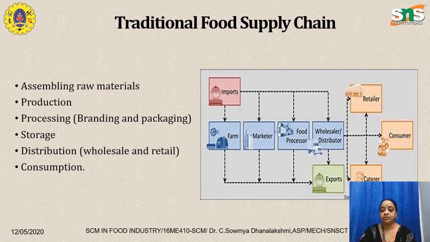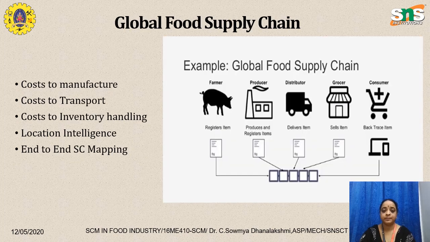The retailer zone or caterer plays a mediator role after the food product comes out of the distributor or wholesaler, before reaching the consumer. So this is the traditional food supply chain, wherein the raw materials assembling, production, processing which includes branding and packaging, storage of food, because different food items require different types of storage methods, distribution through wholesaler unit or retailer zones, and consumption by the consumer.